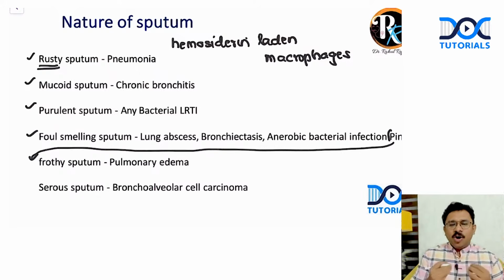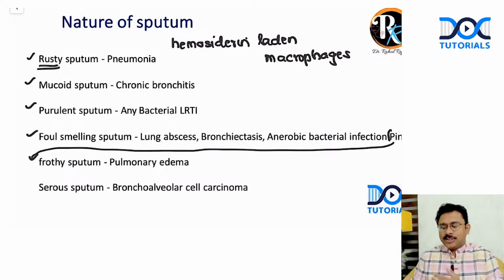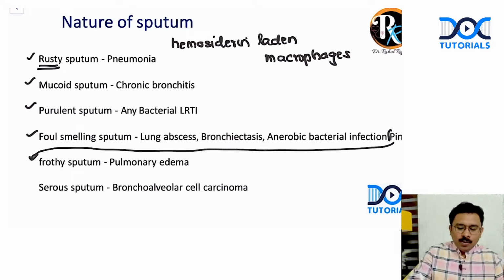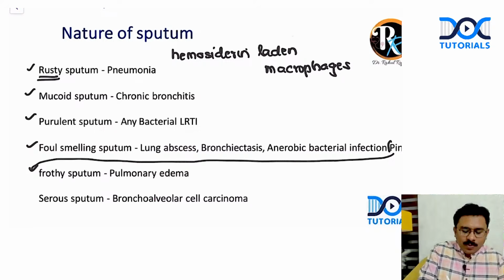Please start with common ones. Instead of saying a serous sputum in bronchoalveolar cell carcinoma, please start with common ones like rusty sputum, mucoid sputum, like that. Okay. Now, can anybody tell me in which condition do you get something that is known as red currant jelly sputum?